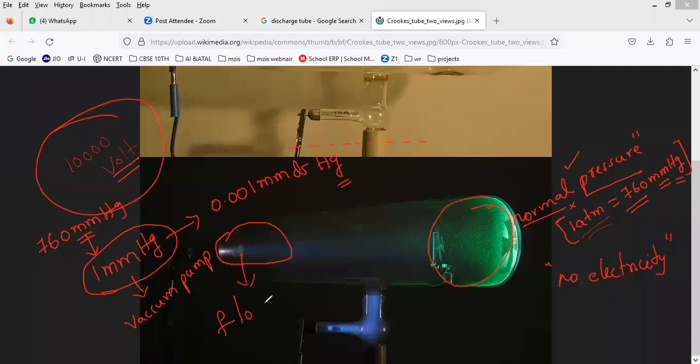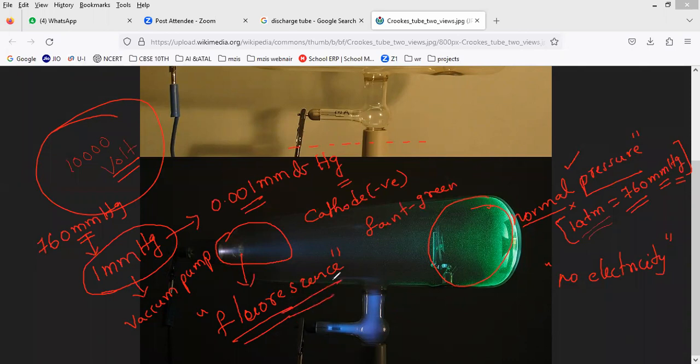Fluorescence, F-L-U-O-R-E-S-C-E-N-C-E, we used to say. Once the pressure is reduced to 0.01 mm of Hg, it was noticed that at the cathode, which means here, cathode means negative or positive? Cathode is negative. Here a faint light color, a faint green color, greenish light is observed.